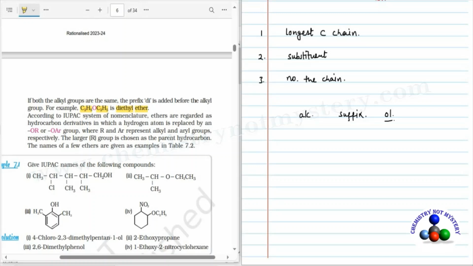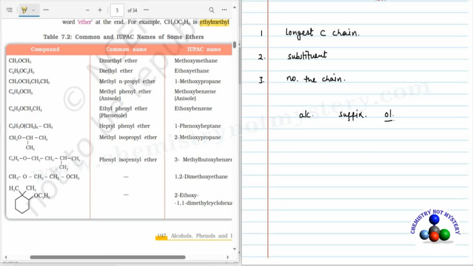According to the IUPAC system of nomenclature, ethers are regarded as hydrocarbon derivatives in which a hydrogen atom is replaced by an OR or OAr group, where R and Ar represent alkyl or aryl groups. The larger R group is chosen as the parent hydrocarbon. The names of a few ethers are given as examples in table 7.2. So let's discuss the names of different ethers.